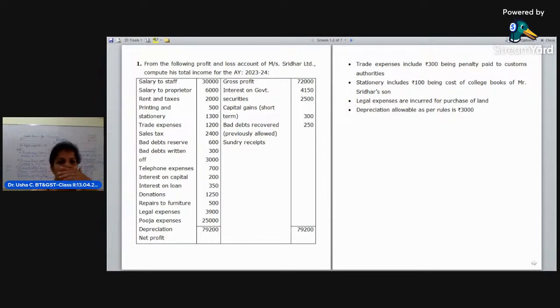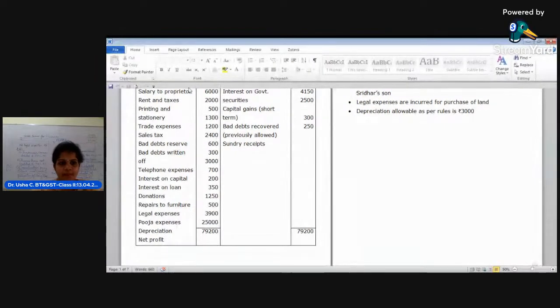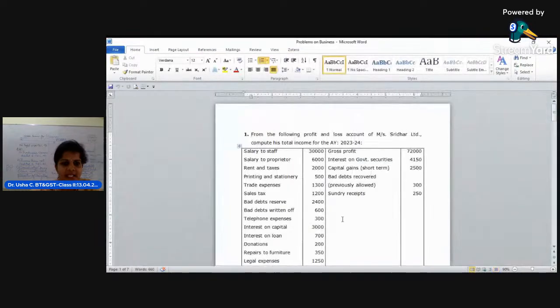Okay. Now, look at here. They have given profit and loss account, which includes salary to staff of 30,000, salary to proprietor 6,000, rent and taxes 2,000, printing and stationery 500, trade expenses 1,300, sales tax 1,200, bad debt reserve 2,400.